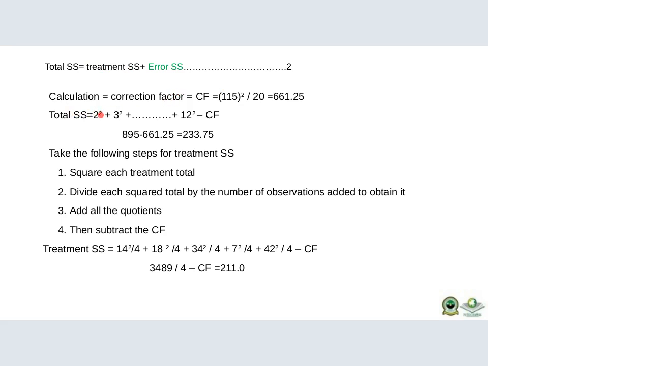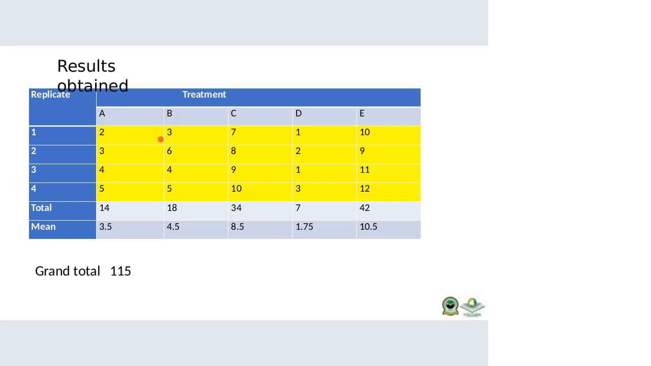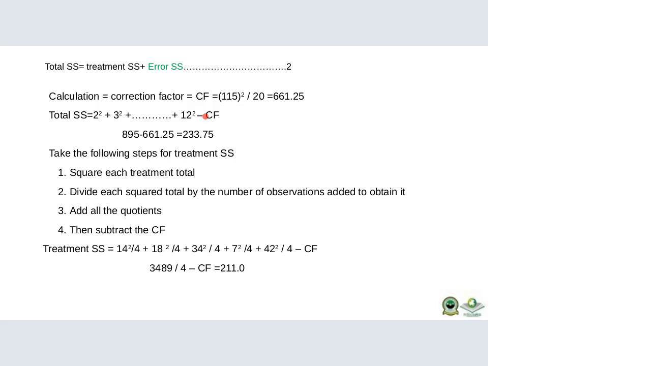Now, the total sum of squares is the square of each of the observations: 2 squared plus 3 squared plus 7 squared plus 1 squared, from the first value till the last value, 12 squared. That will give you the total sum of squares, then minus the correction factor. If you work that out correctly, you're going to get 895 minus the correction factor, which gives you 233.75.